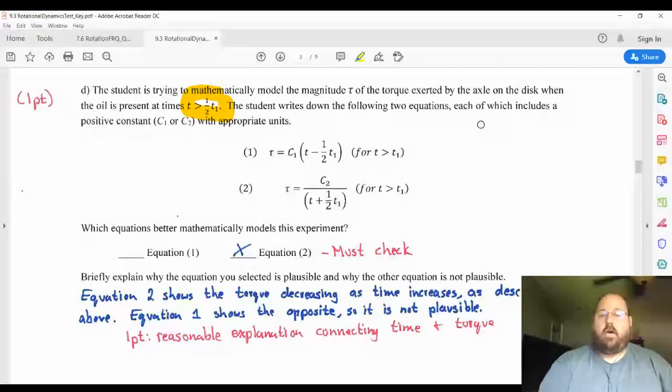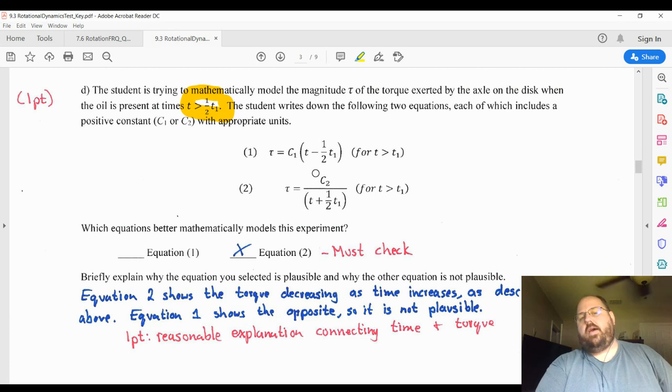A student writes down the following two equations, each of which includes a positive constant, C1 or C2, with appropriate units. What's the deal with a positive constant with appropriate units? That's so that you can't just use dimensional analysis to figure out the unit for the answer and figure out which equation is correct for that. And so that's to say, all the other stuff in the equations is all kind of bundled up in C1. What we care about is can you interpret the time aspect of this thing. So don't worry a whole lot about what those are doing.